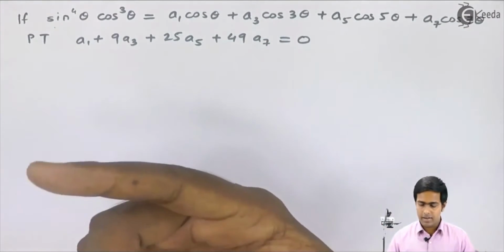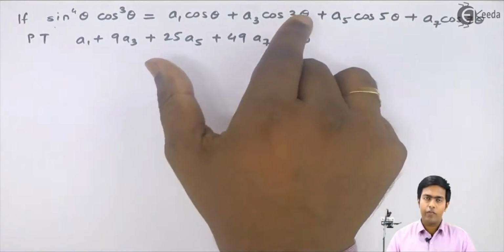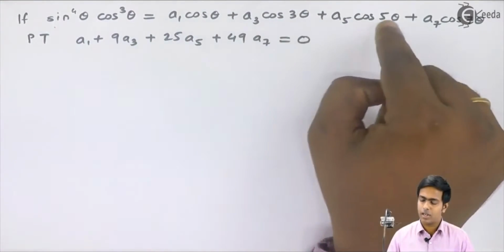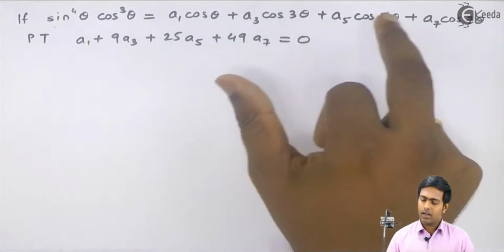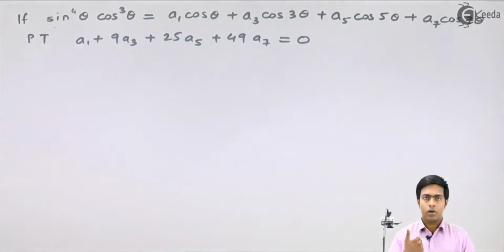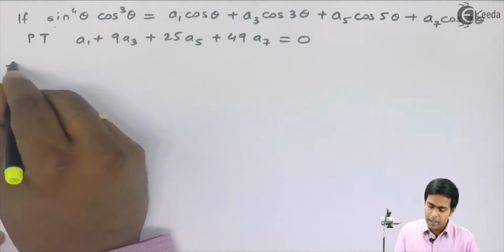Now you can see here that a1, a3, a5 and a7 are the coefficients of cos θ, cos 3θ, cos 5θ and cos 7θ, and these are terms which are multiples of cosines of θ. And on the left hand side you can see powers of trigonometric ratios. So yes, this problem belongs to the type which I have taught you just some time before. So let's solve it by that method.